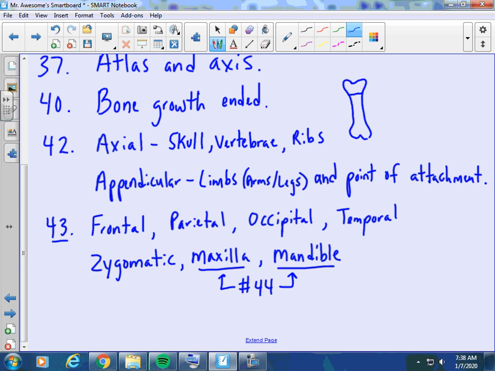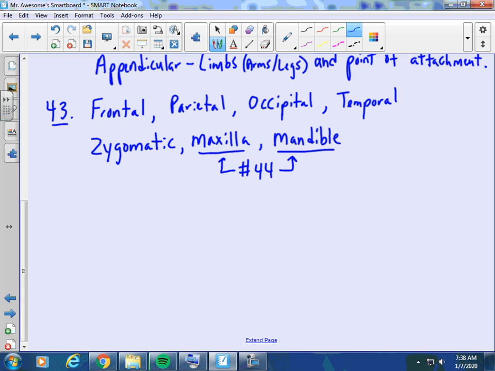With number 47, we're talking about joints based on their movement. We can talk about joints based on their structure or joints based on their movement, so I just wanted you to focus on the movement aspect. When we see joints, one thing you'll see is the word arthro refers to joint.